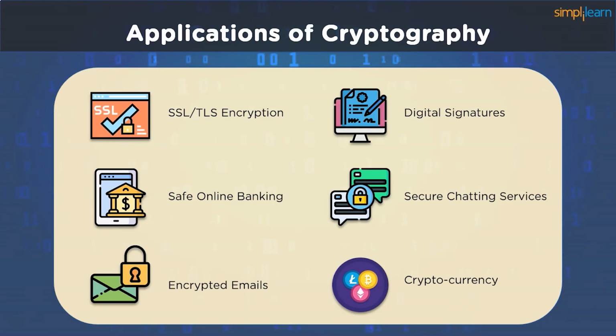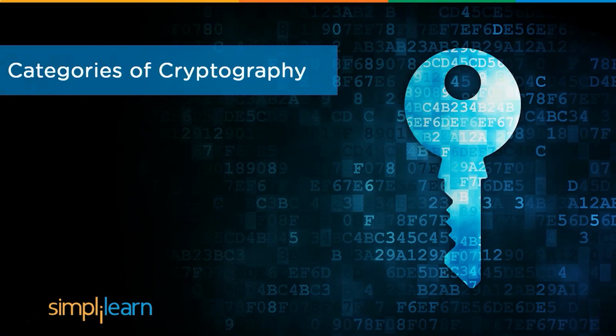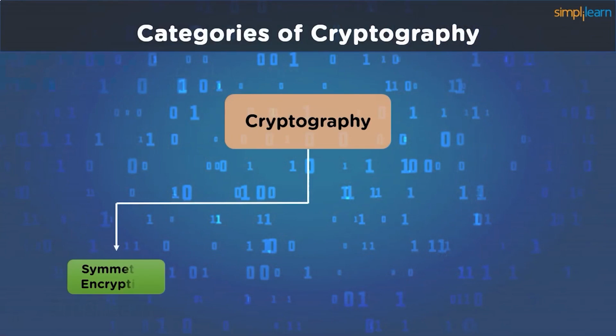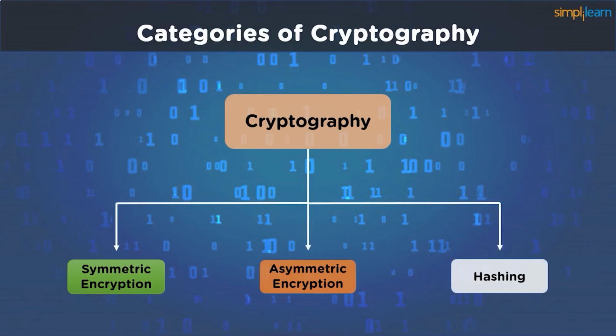Of course, there is no single solution to a problem as diverse as explained. There are three variants of how cryptography works and is in practice. They are symmetric encryption, asymmetric encryption, and hashing.